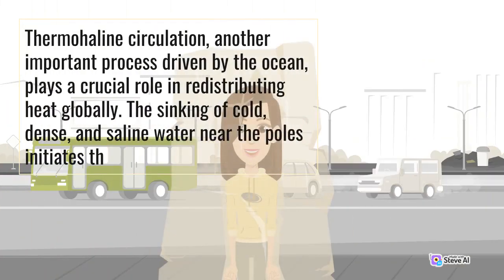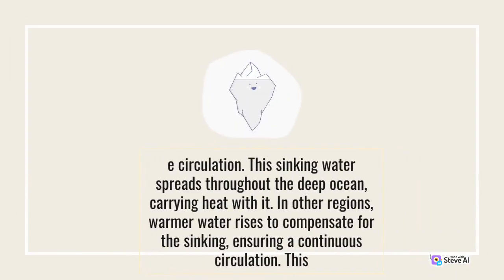Thermohaline circulation, another important process driven by the ocean, plays a crucial role in redistributing heat globally. The sinking of cold, dense, and saline water near the poles initiates circulation. This sinking water spreads throughout the deep ocean, carrying heat with it. In other regions, warmer water rises to compensate for the sinking, ensuring a continuous circulation.